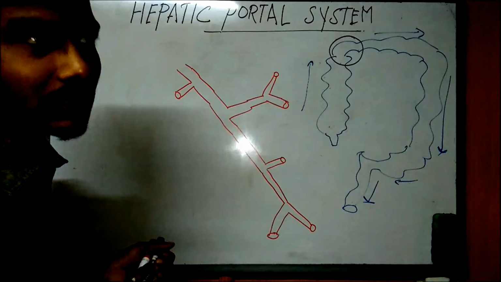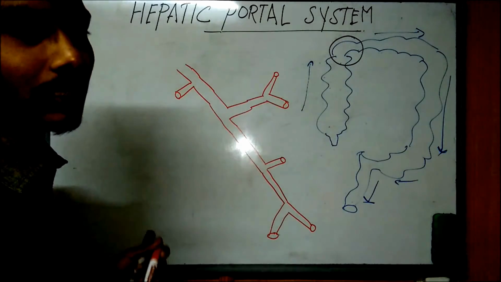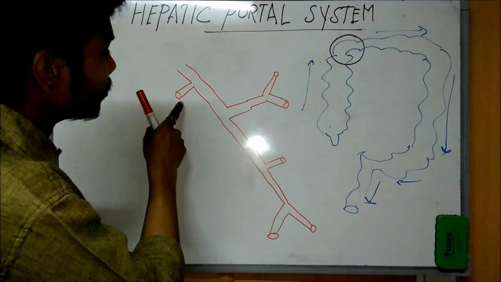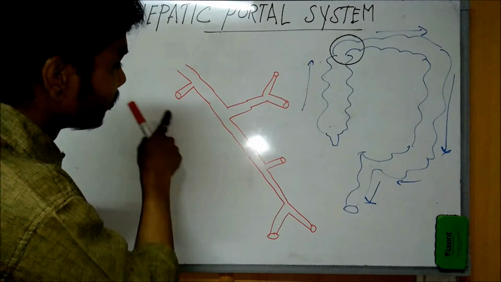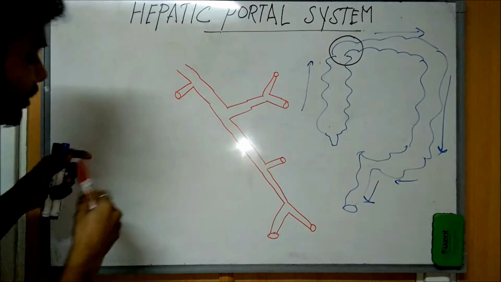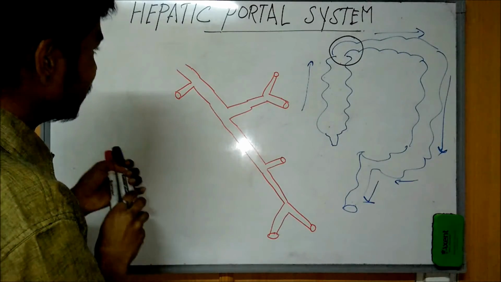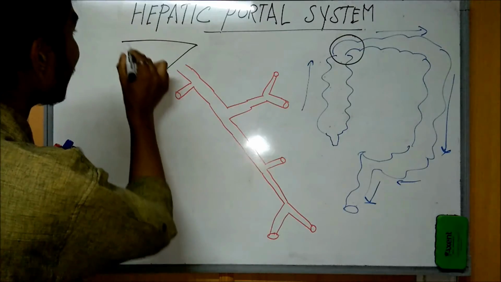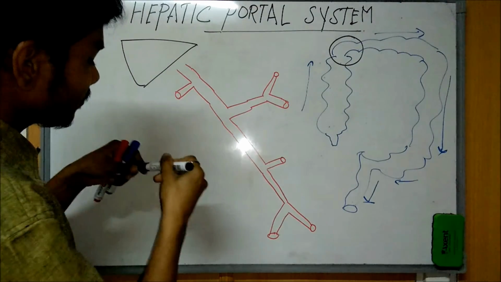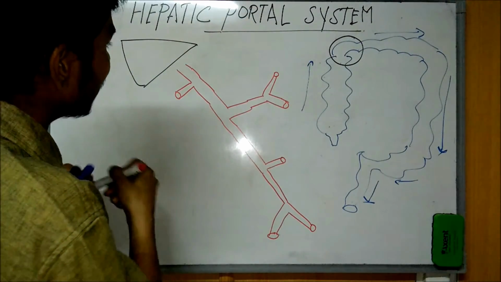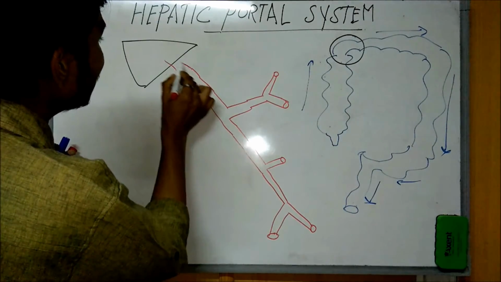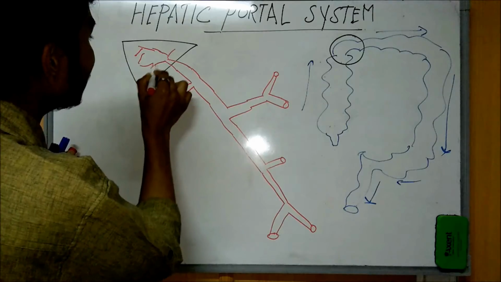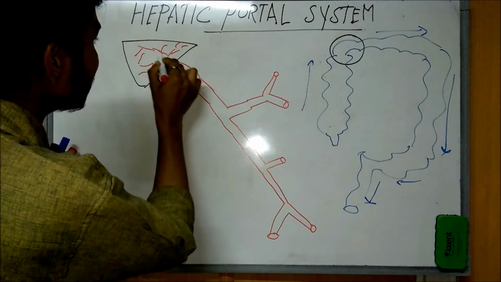The pyloric vein arises from the pyloric part of the stomach. We have three parts in the stomach. From the pyloric part of the stomach, it is drained into the liver. In the liver, it then has minute branches.